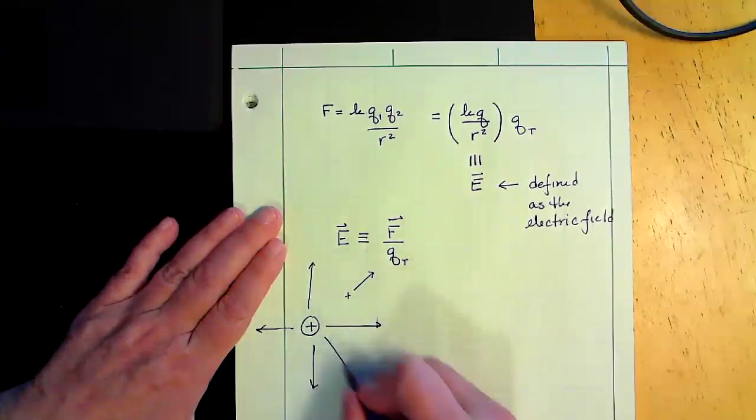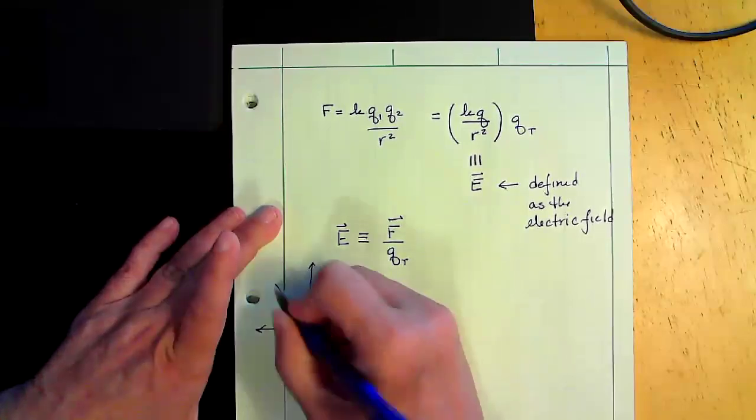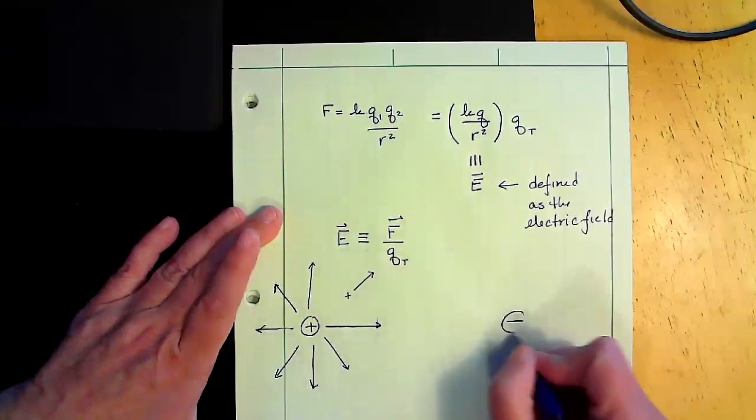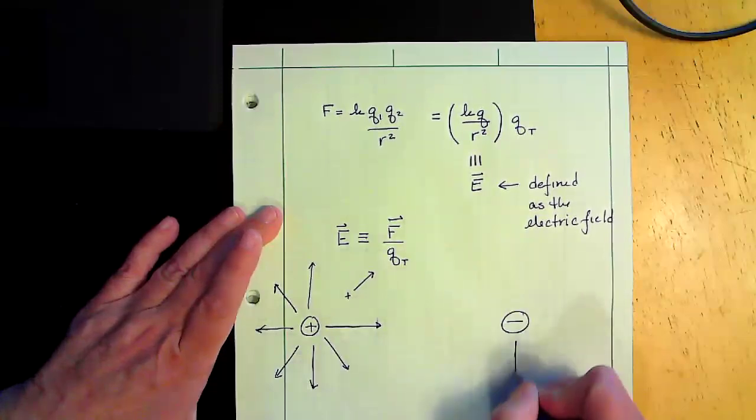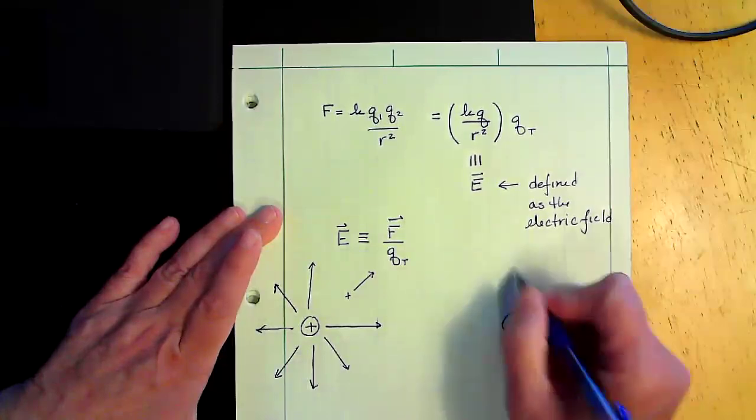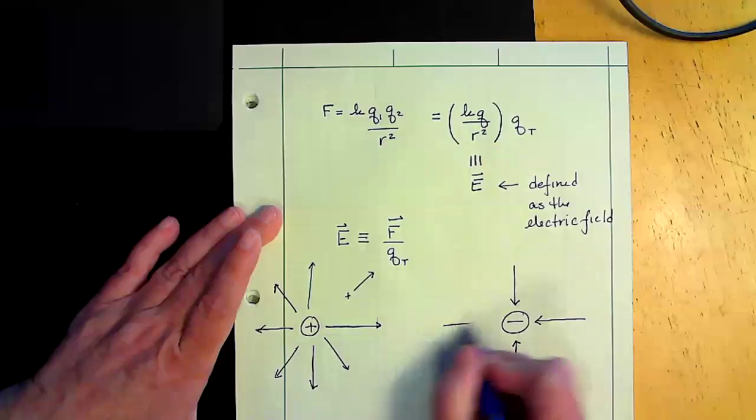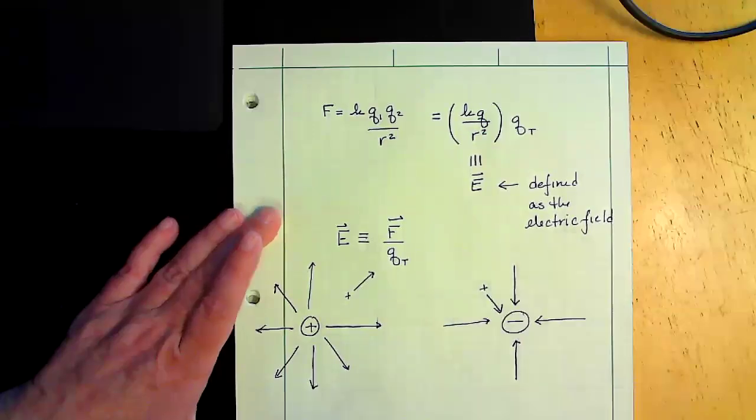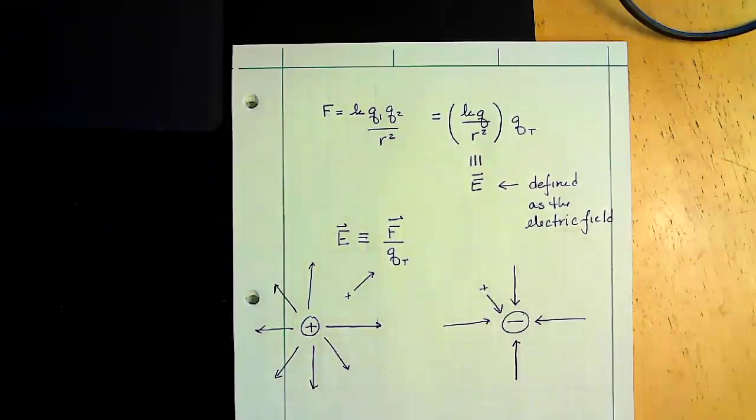Now, what's a little different is because we're dealing with electrostatics here, if I have a negative charge, my charge is going to look more like what we're familiar with in terms of gravity. My test charge is going to want to be drawn into my negative charge. So those electric fields are going to look just like that.